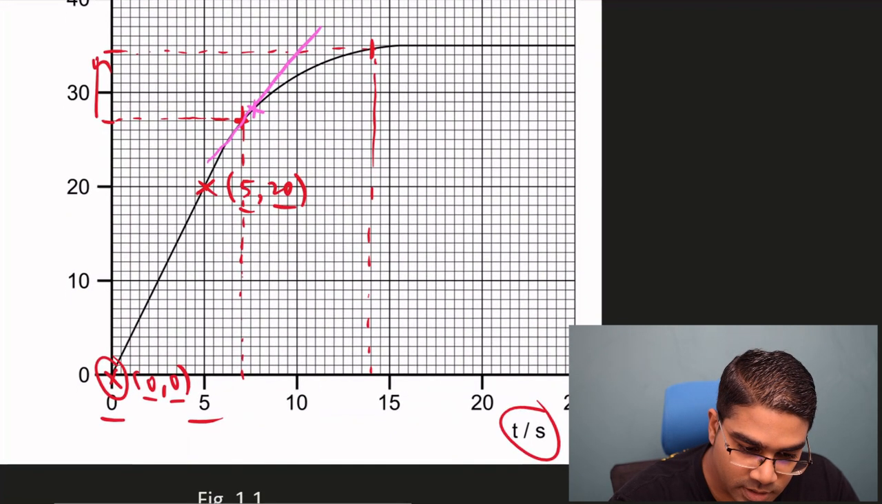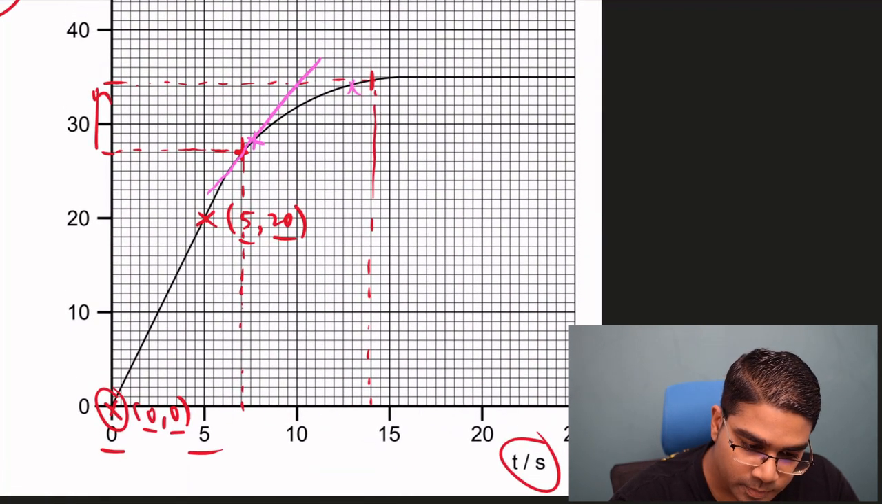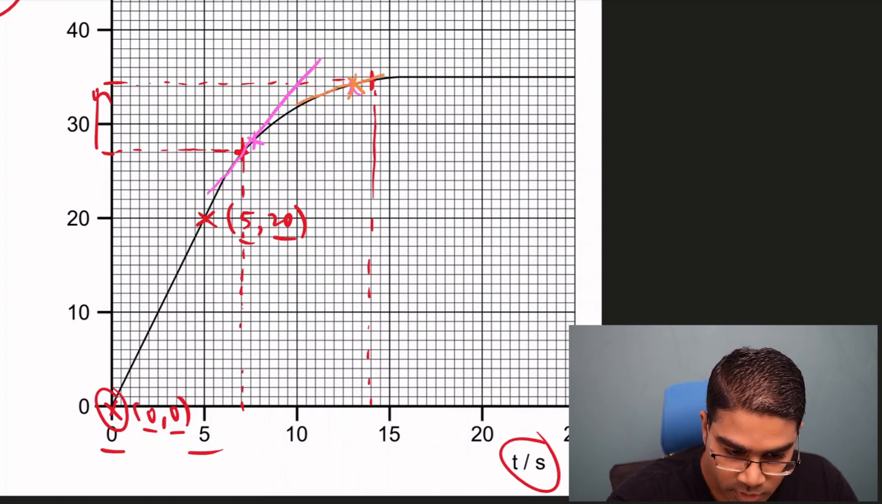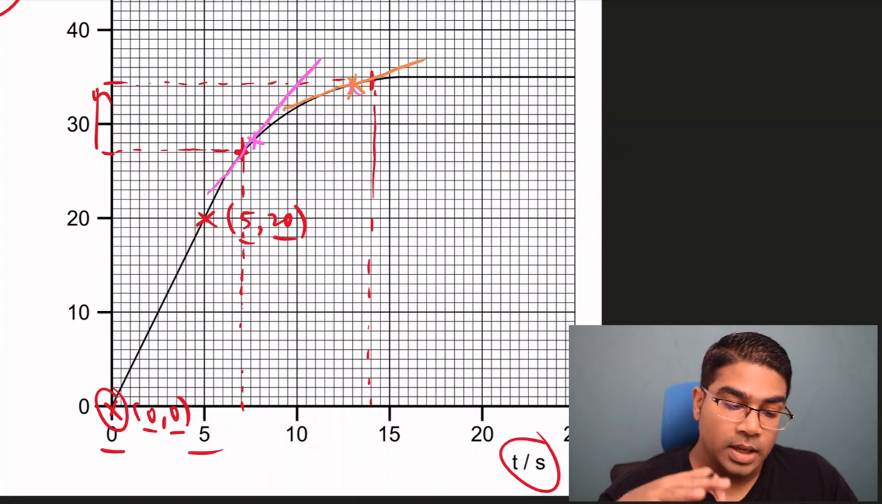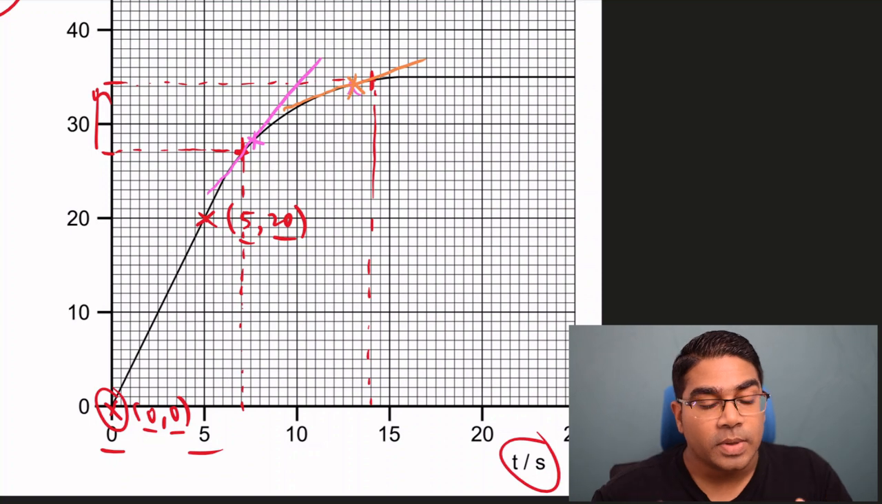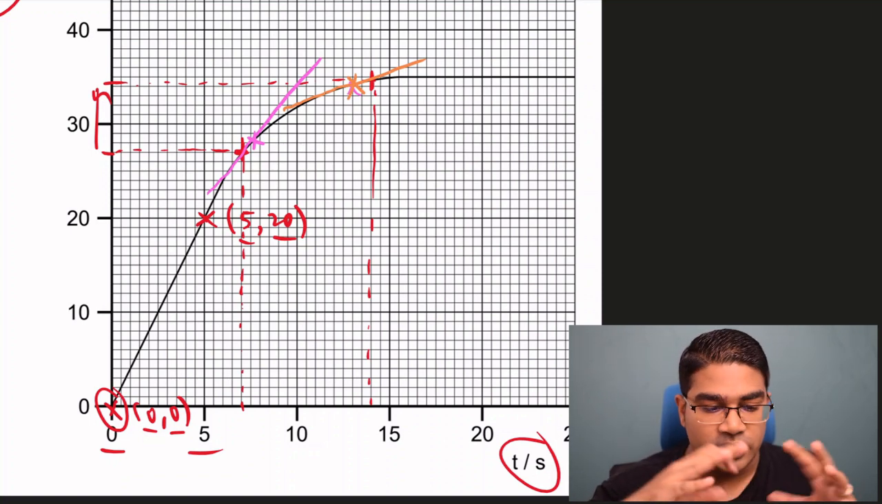Now look at nearer the end point, nearer 14. So let me use a different color here. Nearer 14, you can see the gradient has become something like this. So this is not a good tangent. I'm not using a ruler here. This is just for visualization. So the gradient should be roughly like this. Now, these are not proper tangents, by the way. This is just to answer the question generally.